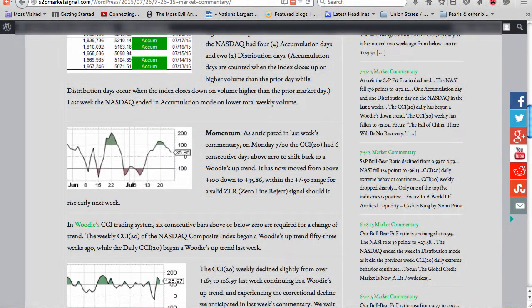Momentum. As anticipated in last week's commentary, on Monday, 7/20, the CCI 20 had 6 consecutive days above zero to shift back to a Woody's uptrend. It has now moved from above plus 100 down to plus 35.86 within the plus or minus 50 range for a valid zero line reject signal should it rise early next week. In Woody's CCI trading system, 6 consecutive bars above or below zero are required for a change of trend.